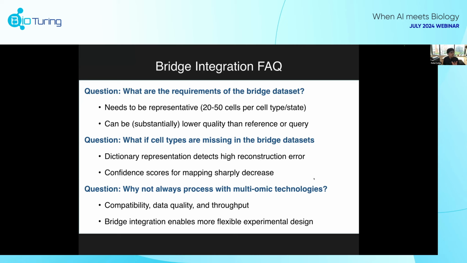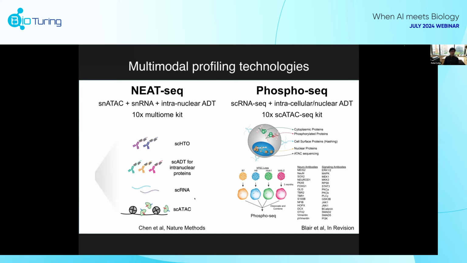But it's interesting to think about a question that this approach raises. We do need a multi-omic bridge data set to be able to do this analysis. And so from that perspective, why not just do multi-omics all the time? Why would you ever measure ATAC on its own if you have the ability to measure RNA and ATAC together? I think that's a really interesting question. But one of the things that we've realized is that the ability to use this bridge integration approach really gives you a lot of flexibility in your experimental design to really optimize costs, throughput, and data quality. And I'll show you an example of that.